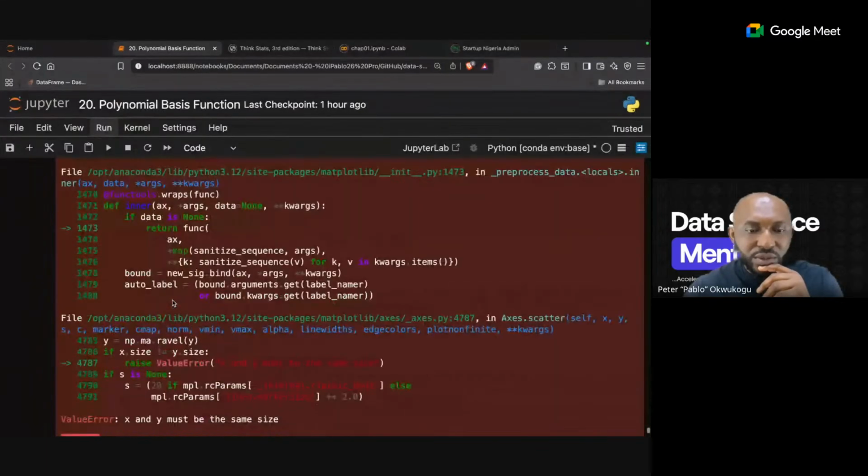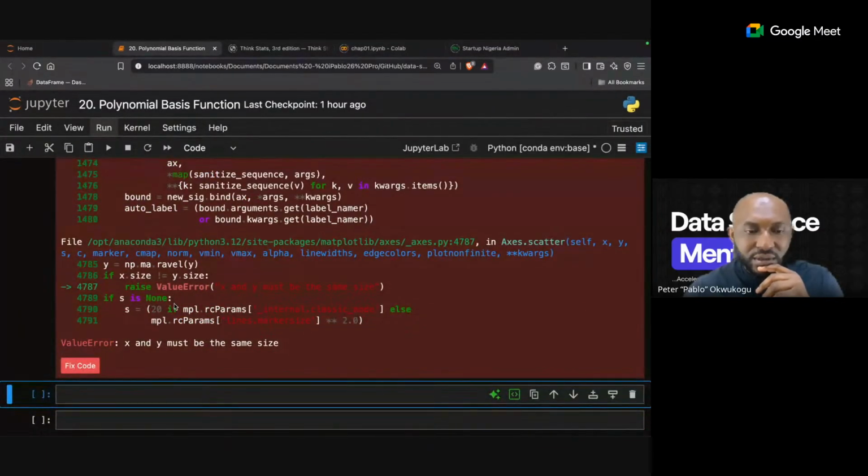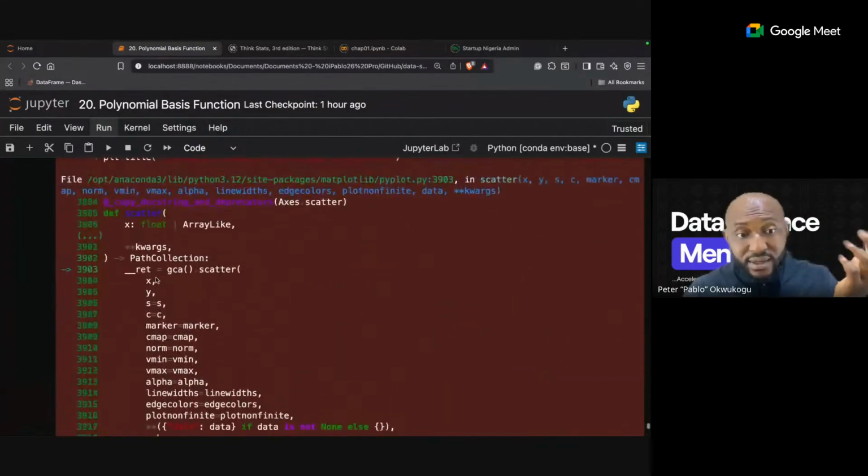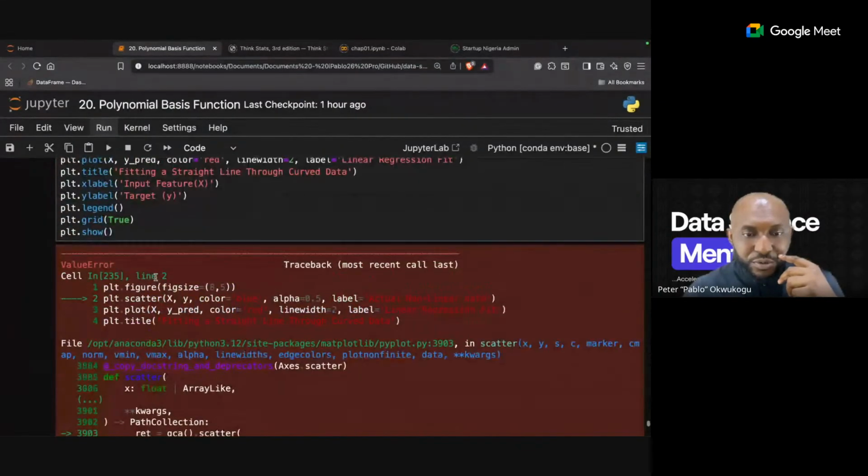Okay, let's see which of this. X and Y must be the same size. So where did we get this? Again, we would always have these errors pop up. X and Y mustn't be the same size, but they must be this. Okay, so I think I mentioned at first that we might have this issue here.